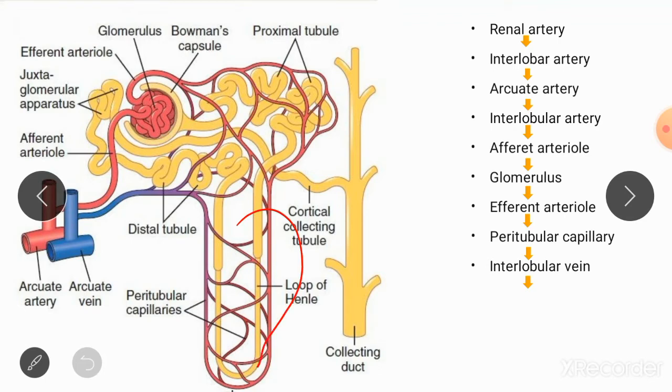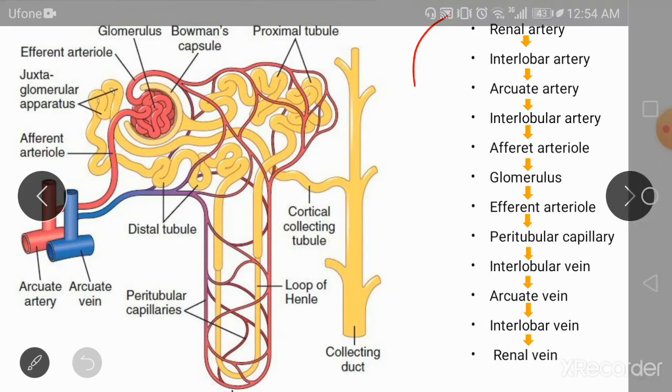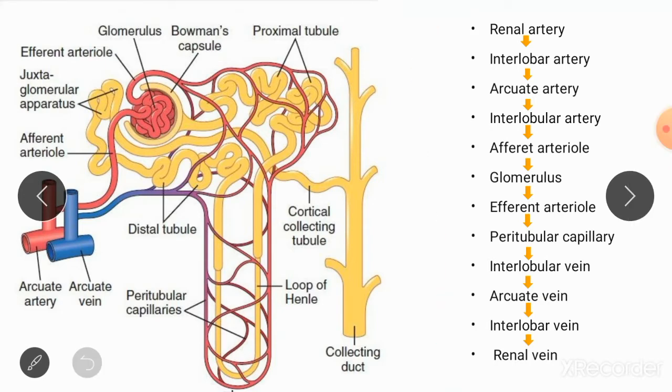These are the peritubular capillaries which join to form the interlobular vein, and you can see the interlobular vein over here. The interlobular vein then forms the arcuate vein, and the arcuate vein forms the interlobar vein, and the interlobar veins join to form the renal vein. So this is the organization of blood vessels within the kidney.